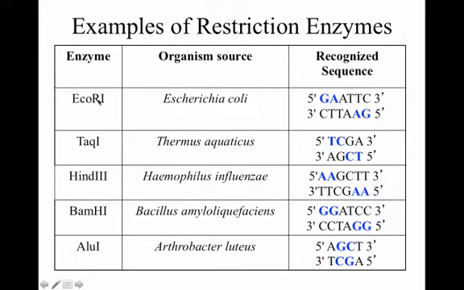So EcoR1 cuts here between the G and the A, TaqI cuts between the T and the C, HindIII cuts between the A's, BamHI between the two G's, etc. Okay, you definitely don't need to memorize this or anything like that. This is just meant to give you an example of how each restriction enzyme cuts in a different specific location.